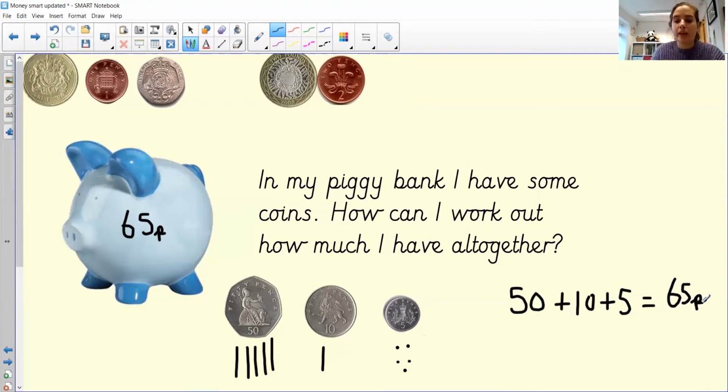And please include the p at the end, because it does tell us that we're working in pence, that we're working with money. If I just put 65, I could think, oh, is that 65 bananas? Is it 65 monkeys? And actually, we need to know that we're talking about money, that it's p.